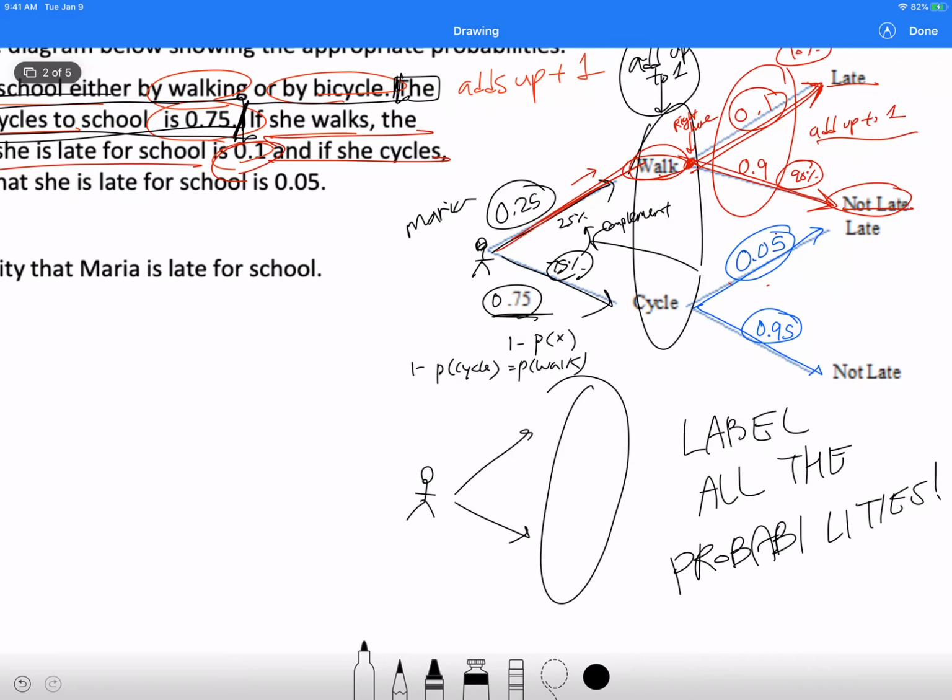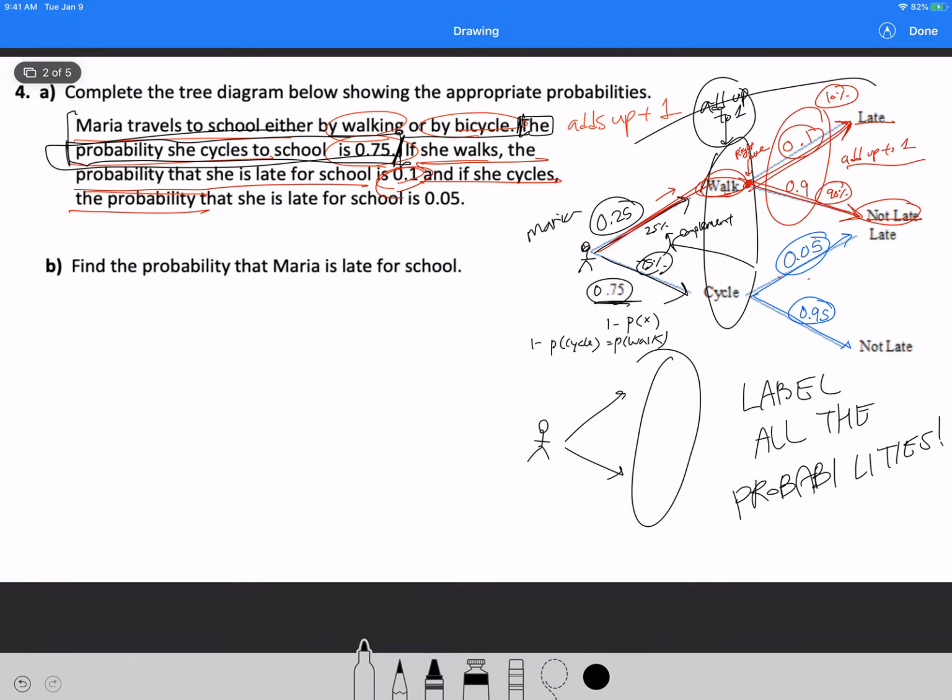That is the most important thing that you have to do for tree diagrams, because once you have everything written down here, then you can take that and apply it to answer these questions, part A and part B. So: complete the tree diagram below.